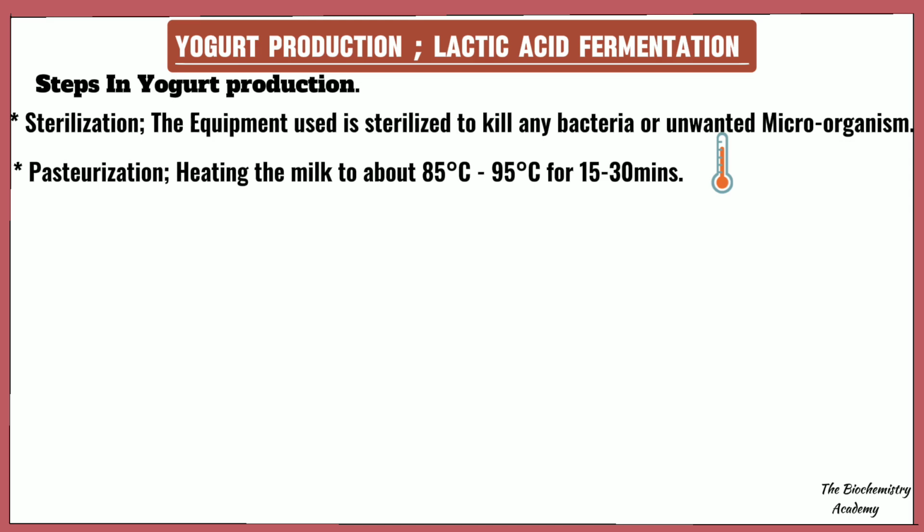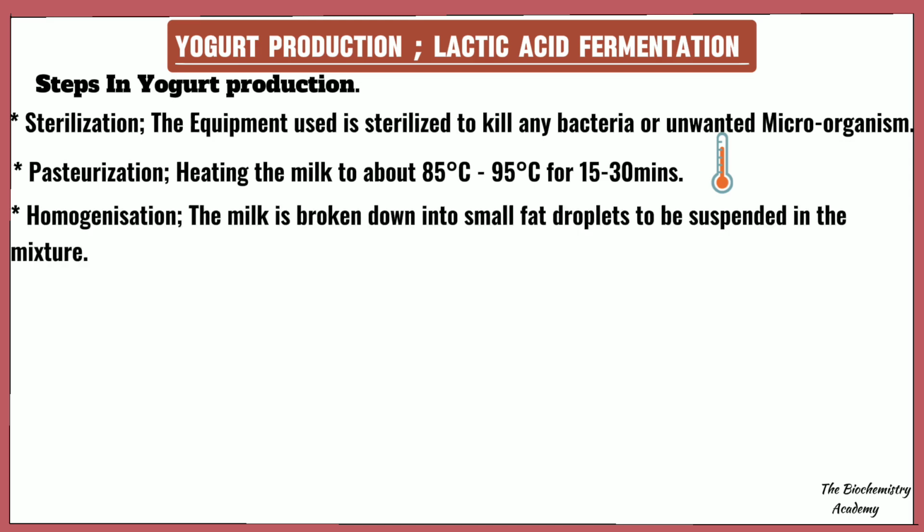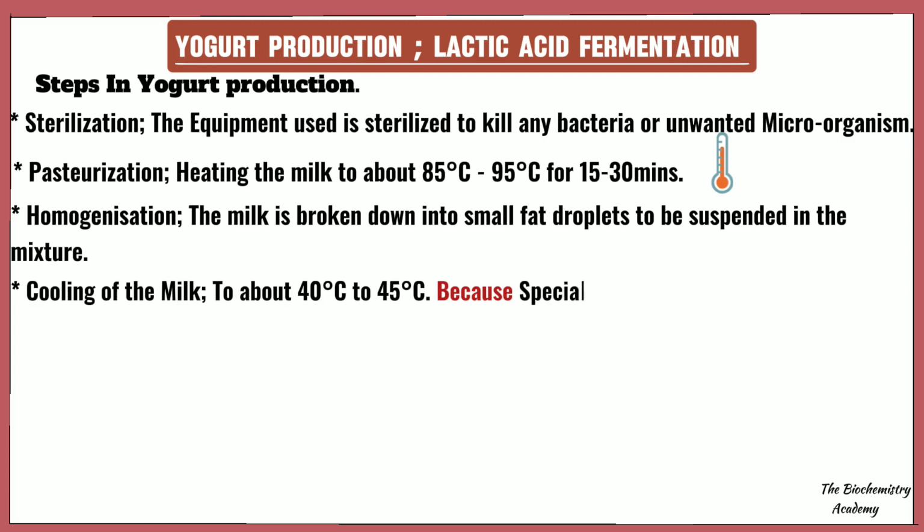Then after pasteurization comes homogenization. Now, homogenization means that the milk is being broken down into smaller fat droplets so that they can stay suspended in the mixture. Now, after homogenization, then comes cooling. The mixture is cooled to around 40 degrees Celsius to 45 degrees Celsius. And the reason why we are cooling down the mixture is because we are going to add our special yogurt bacteria.